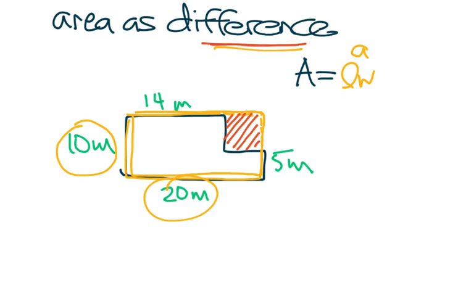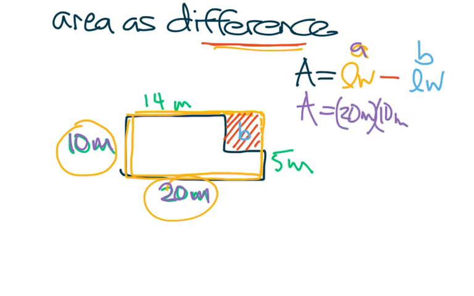Then area's difference is I'm going to, yep, you guessed it, subtract off this portion here, my B. And it might look like a square, but it technically isn't a square. So we'll call that LW as well. All right, let's get to work. So A equals, we said we're going to use our 10 meters and our 20 meters to describe the whole. So 20 meters times 10 meters.